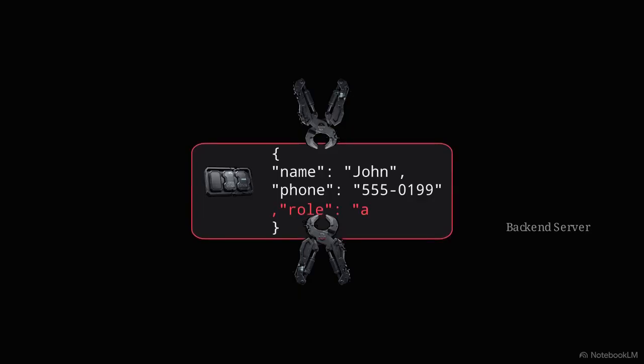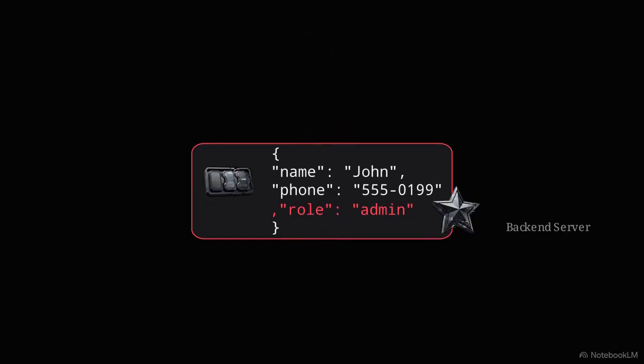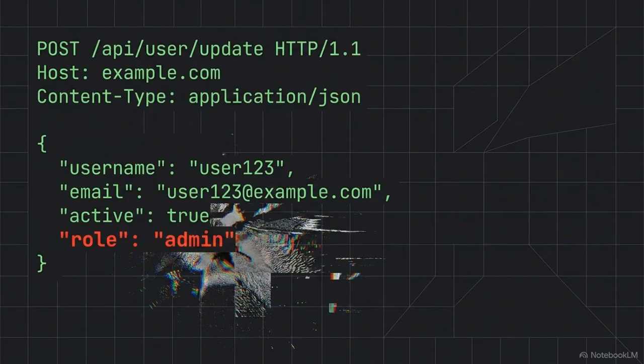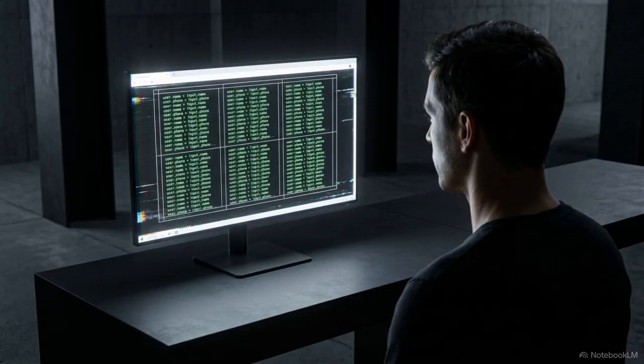While it is held, the attacker manually types a single new line of code into the payload, explicitly injecting an administrator role assignment. The interception tool then releases the modified packet, allowing it to continue its journey toward the backend server. The attacker has successfully weaponized a routine profile update, disguising a system-compromising command within everyday traffic.